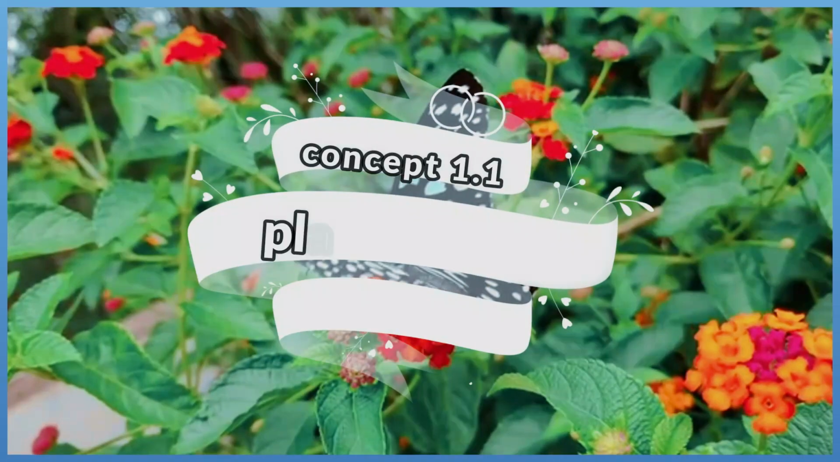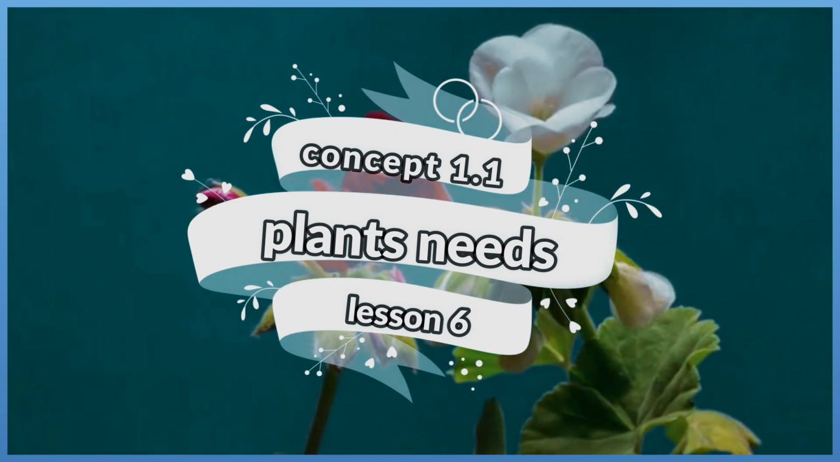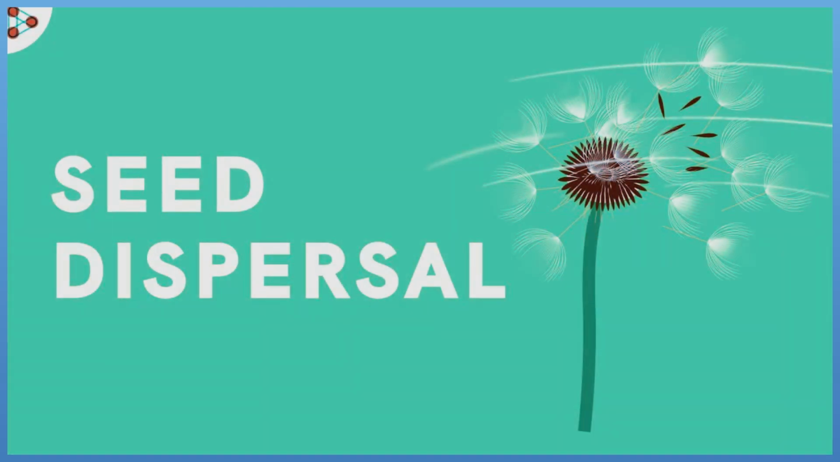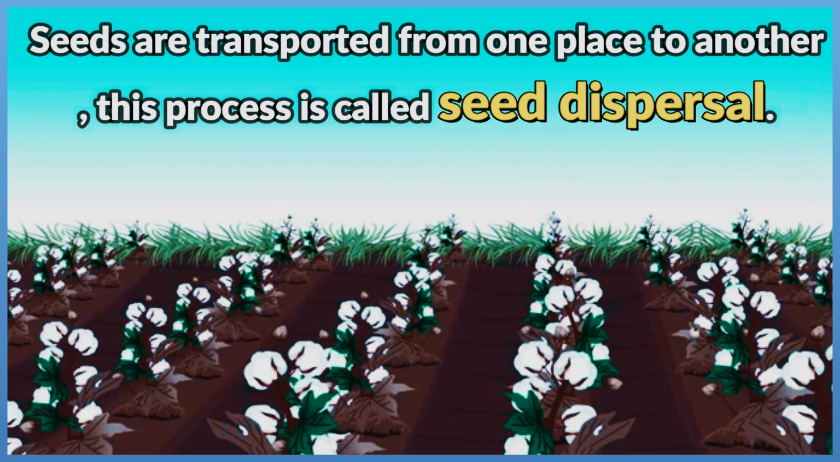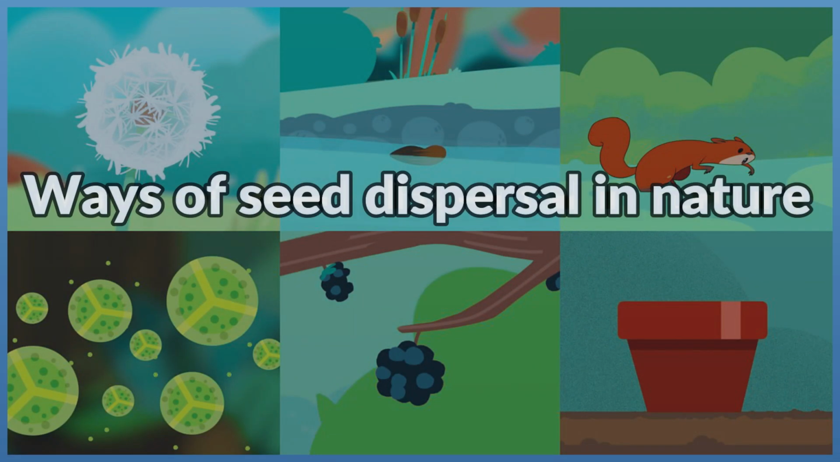Concept 1.1. Plants' needs. Lesson 6. Seed dispersal. Seeds are transported from one place to another. This process is called seed dispersal.